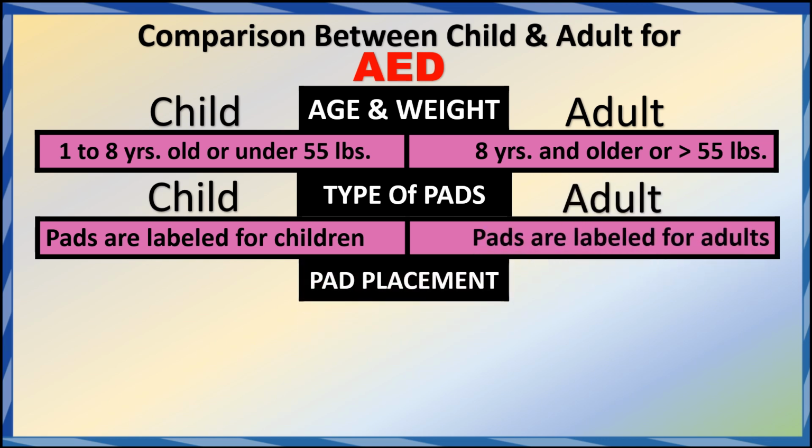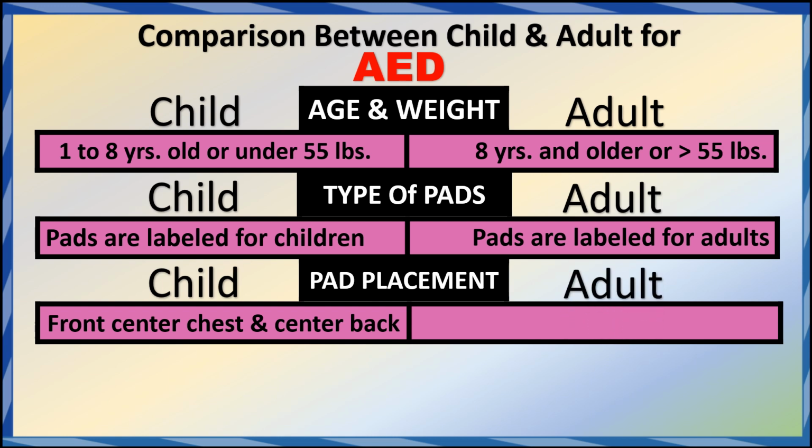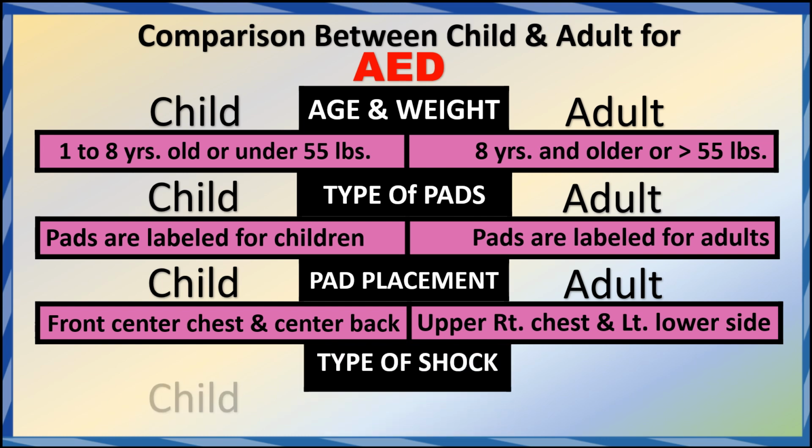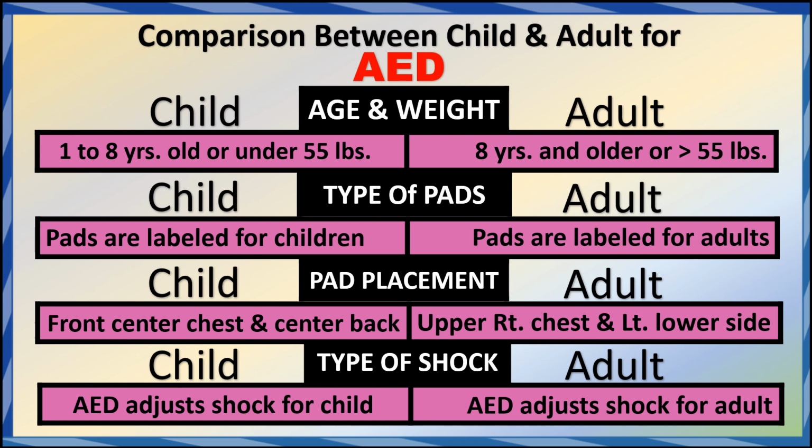Pad placement. For the child, front center chest and center back. For the adult, upper right chest and left lower side. Type of shock. For the child, the AED adjusts the shock for the child. For the adult, the AED adjusts the shock for the adult.